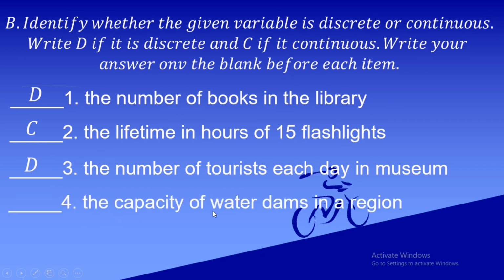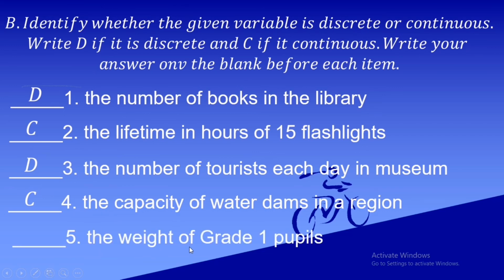Number 4, the capacity of water dams in the region. So, we will measure the maximum amount of water in the dams. So, it is measured data, that is C. For number 5, the width of a grade 1 pupil. So, we established here the measurement of the pupil. So, it is measured data, sinusukat natin, that is represented by C.